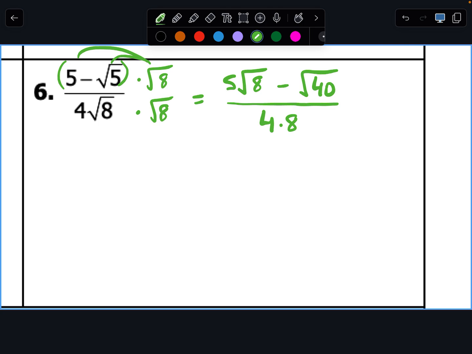Wait, so you multiply the bottom? You multiply the bottom, you don't add. Yes, always multiply. Okay, now I have 5 root 8 minus root 40.